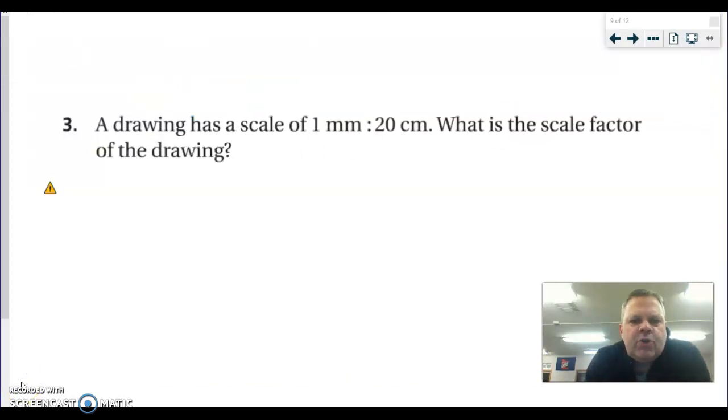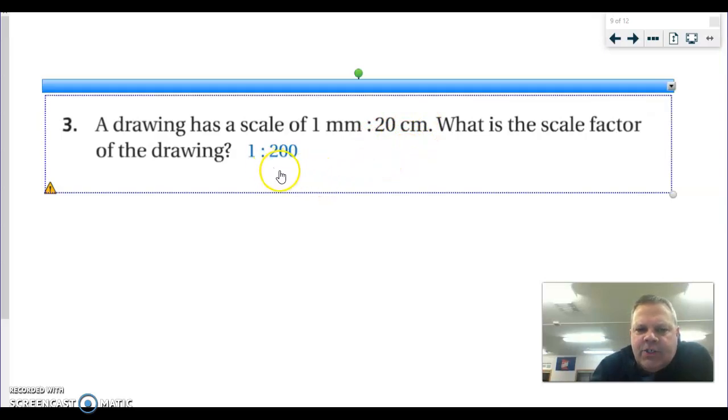In this problem, a drawing has a scale of 1 millimeter to 20 centimeters. What's the scale factor of that drawing? Again, scale factor, I want them to be no labels or the same labels. So again, how many millimeters are in a centimeter? There are 10. So I would take this times 10, and our answer is 1 to 200. That's the scale factor of that drawing.